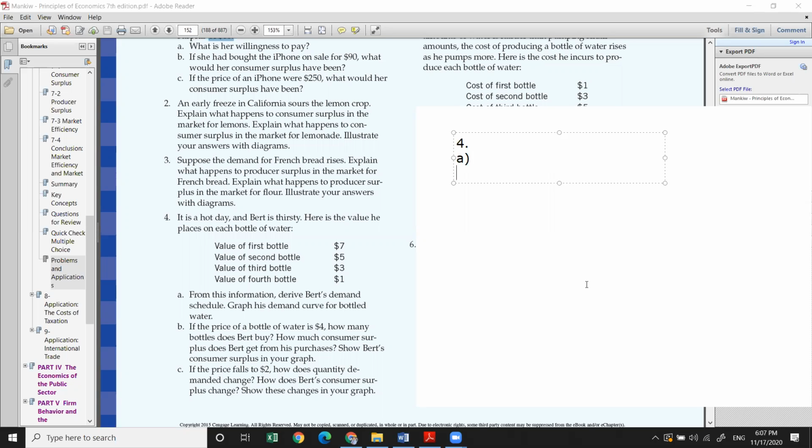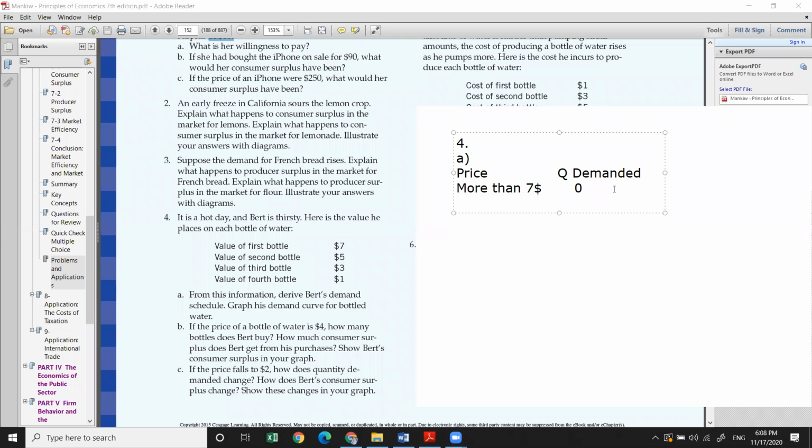The schedule goes in the following way: price and quantity demanded. The value of the first bottle he values at $7. So for one bottle, he is willing to pay a maximum of $7, which means that at more than $7, he will not buy anything. At more than $7, the quantity demanded will be 0.